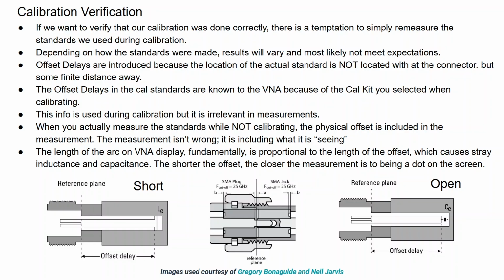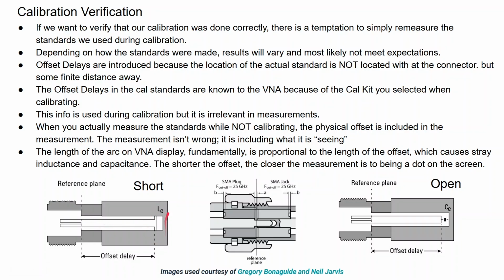Remember, I talked about these offset delays. They're here because of how each of the standards are made. And these delays are known to the VNA during calibration only because of the cal kit. This information is irrelevant when you're actually measuring, because you want to measure this whole thing. And the VNA has no idea you've just connected a calibrated short or a calibrated open to it. It just knows you've hooked something else up to it when you're not calibrating and only measuring. The measurement isn't wrong. It's just including everything it's seeing. The bigger problem might be it's not what you're expecting, and we'll talk about why.